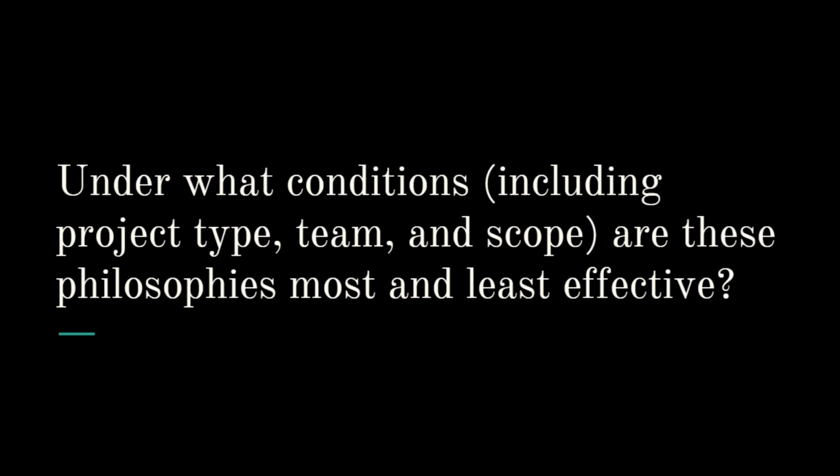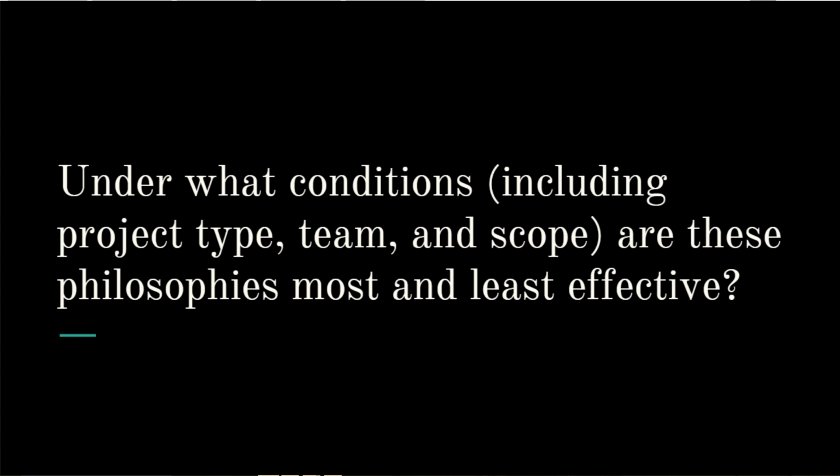Under what conditions, including project type, team, and scope, are these philosophies most and least effective? We've learned so far that Lean Manufacturing and Theory of Constraints both work on eliminating things that aren't needed. So by putting these two together, you're able to eliminate waste and provide opportunities in other areas of the company or business.